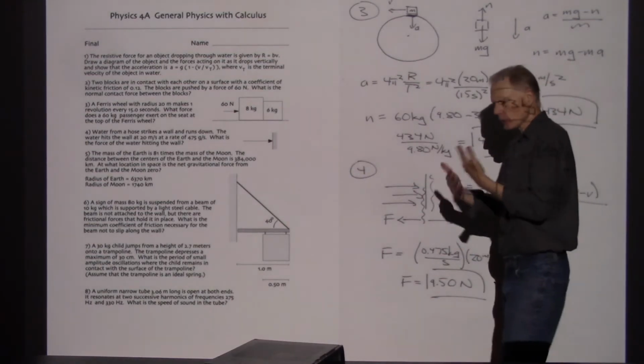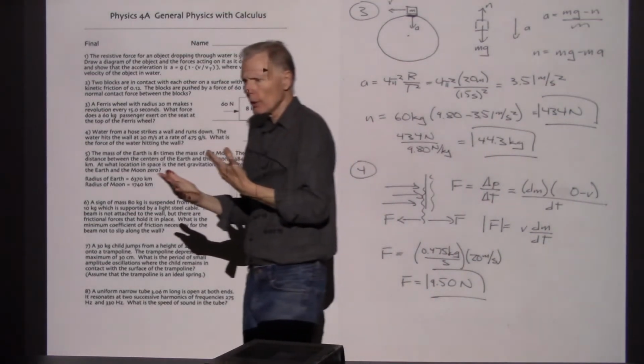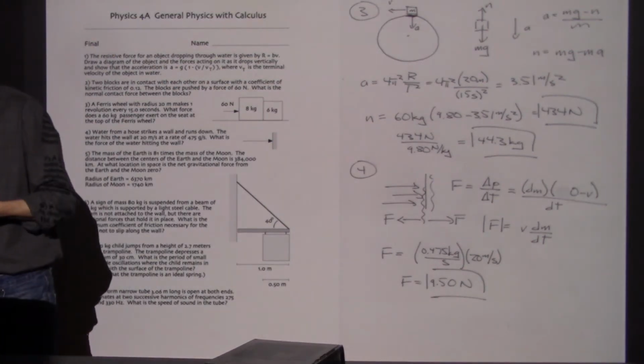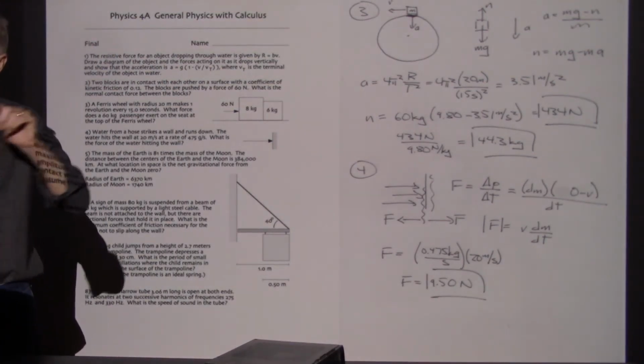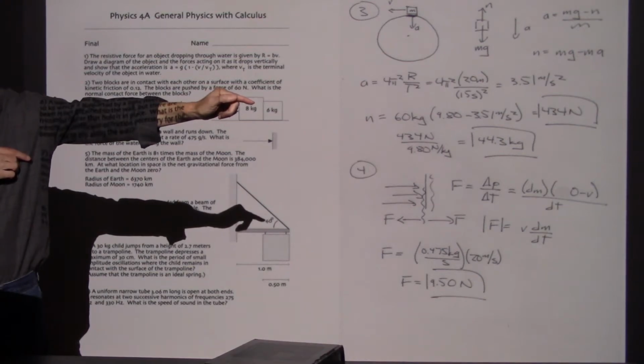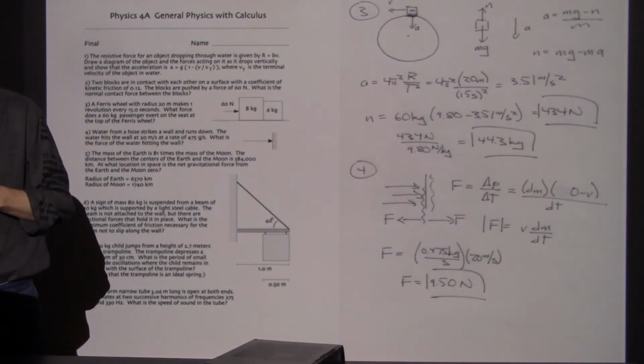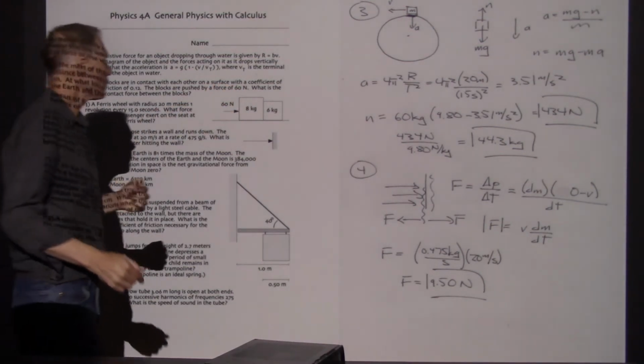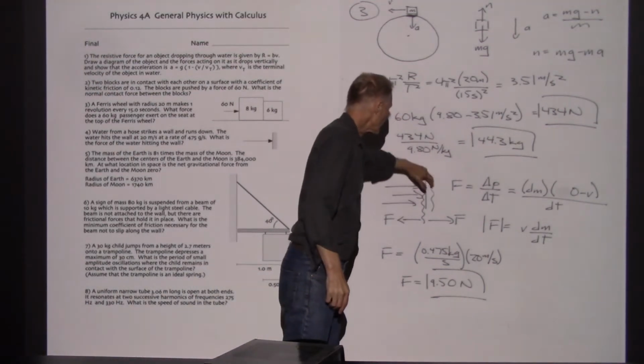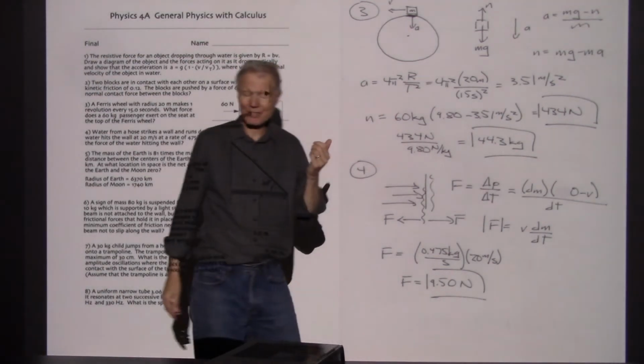What that creates is a set of third law forces. The water is exerting a force on the wall. The wall is exerting a force back on the water. The effect of the wall exerting a force on the water is it slows it down.